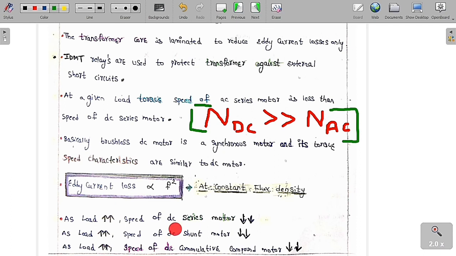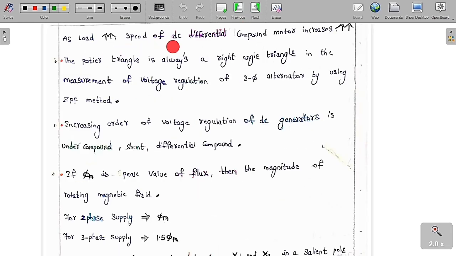As load increases, the speed of a DC series motor decreases. As load increases, the speed of a DC shunt motor decreases. As the load increases, the speed of a cumulative compound motor decreases. As load increases, the speed of a DC differential compound motor increases. I have already told you in detail about each and every motor. Whenever the load increases, the speed of a DC motor decreases. As the load increases, the speed of a DC shunt motor decreases. As the load increases, the speed of a DC cumulative compound motor decreases. As load increases, the speed of a DC differential compound motor increases.